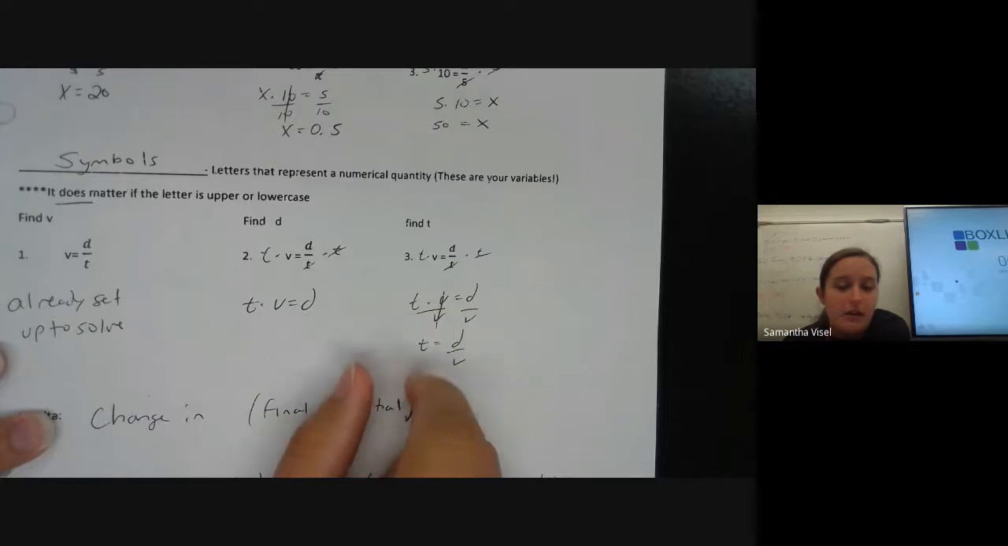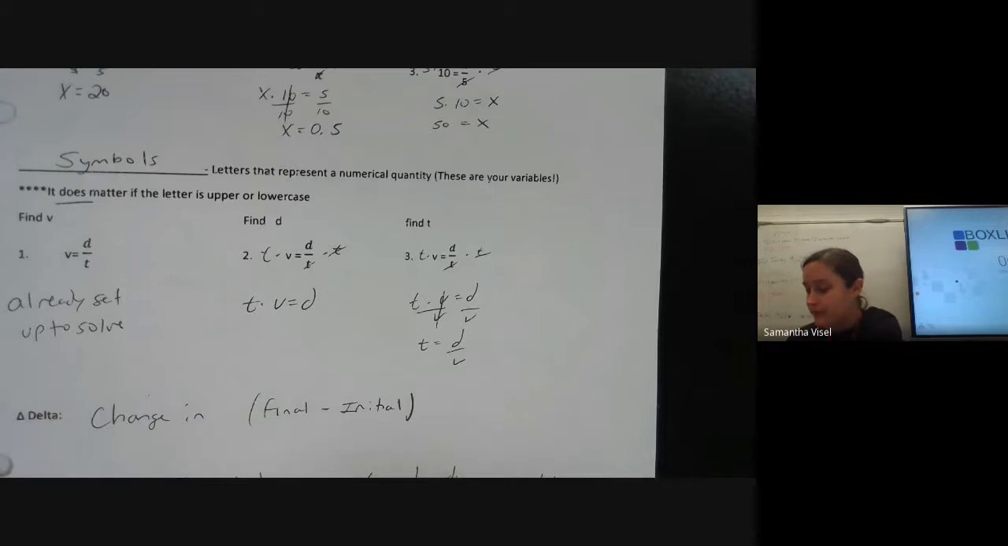Now I can solve for t. t is my x. So I want to get rid of this v here. So divide by v and do that on both sides. So I get distance over velocity would give me my time.